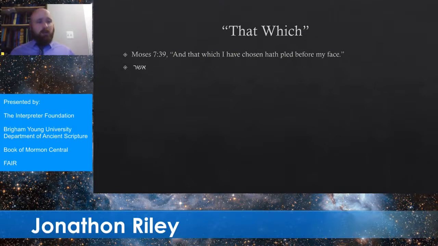However, if that which is a direct literal translation from the Hebrew, that's how one would render the word rather than he whom I have chosen, which is how we would usually say this in English.